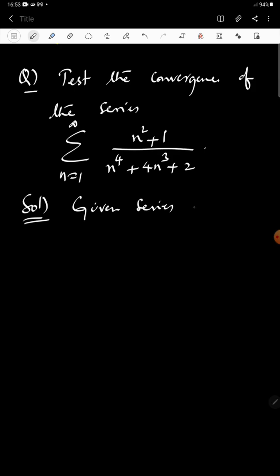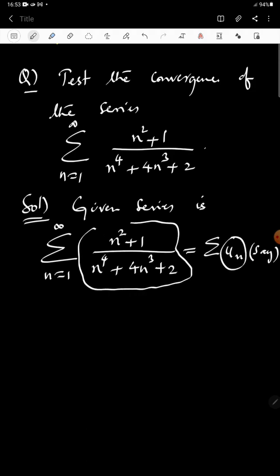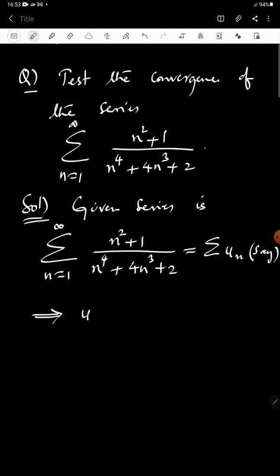The given series is this as it is. I am copying n square plus 1 divided by n to the power of 4 plus 4n cube plus 2. This I call sigma un. I am taking this complete expression as un, which implies un is n square plus 1 divided by n to the power of 4 plus 4n cube plus 2.